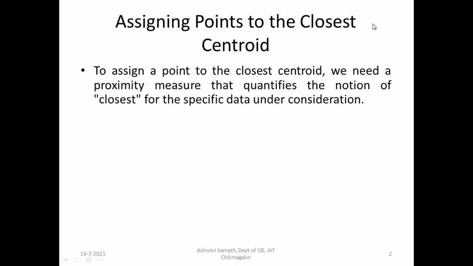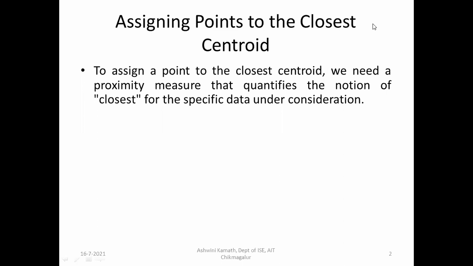To assign a point to the closest centroid, we need a proximity measure that quantifies the notion of closest for the specific data under consideration. The data might be points in two-dimensional space, or we might be considering documents. Centroid means we are going to find the midpoint. That midpoint is called the centroid.